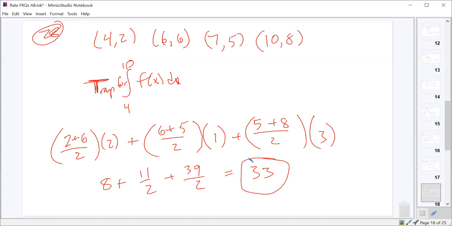Any questions there on 28? All right, next one is 29. We just did 29. All right, next one is 30. We did 30 yesterday, I believe. All right, next one is 31.